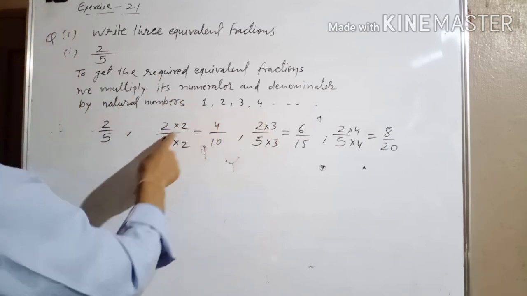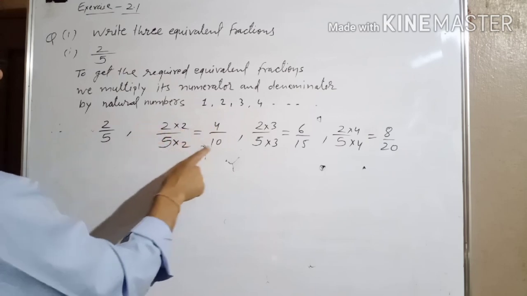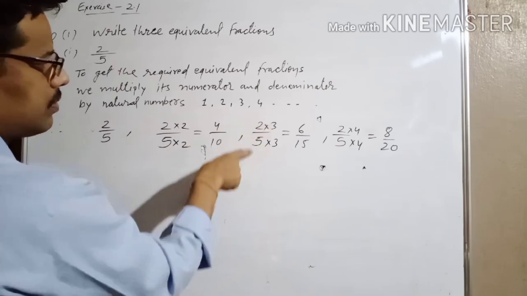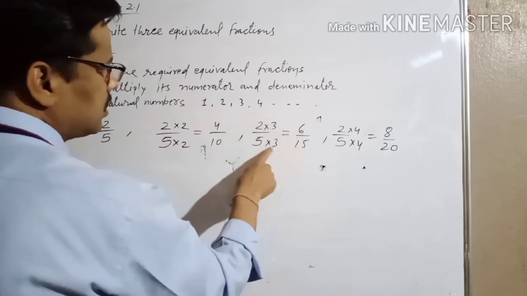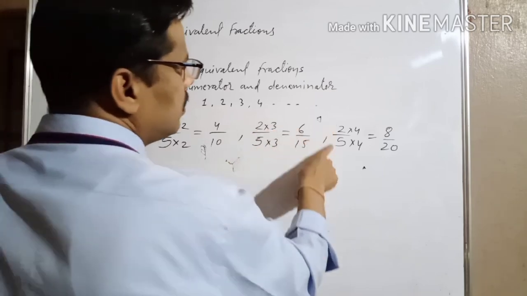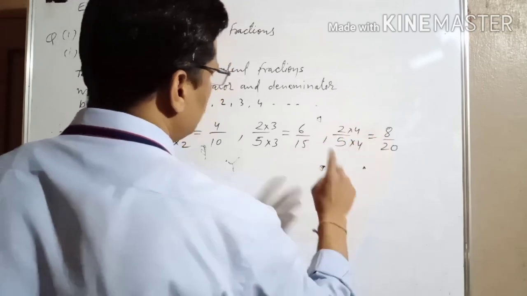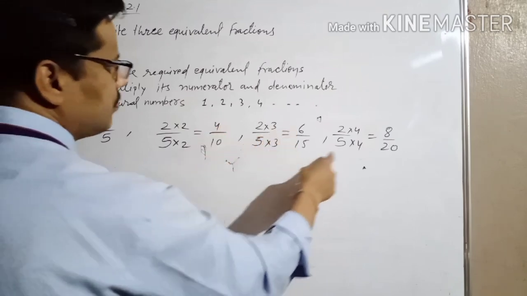When you multiply its numerator and denominator by 2, what do we get here? 2 2s are 4 and 2 5s are 10. Now 2 upon 5, multiplying both numerator and denominator by 3, 3 2s are 6 and 3 5s are 15. And here 2 upon 5 multiplied by 4, 4 2s are 8 and 4 5s are 20, 8 upon 20. We got the required 3 rational numbers: 4 upon 10, 6 upon 15, 8 upon 20.